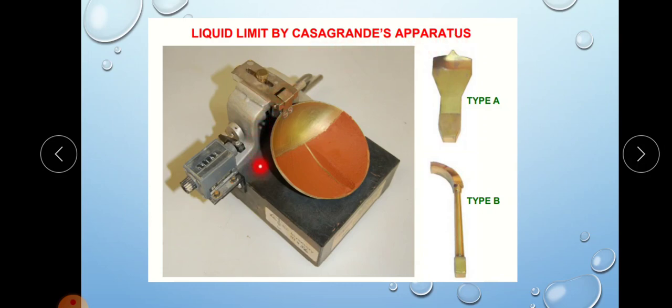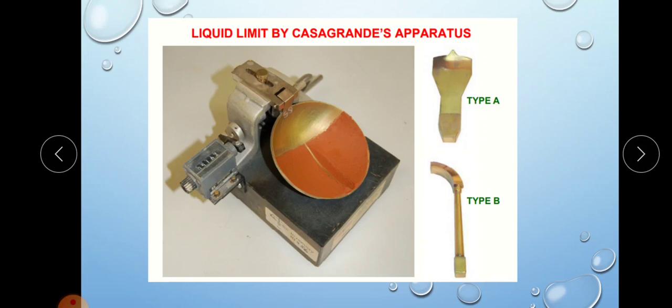So this is the Casagrande apparatus, and it consists of a brass cup. So this is the brass cup, and this is the handle. When we operate this handle, the brass cup will drop through a height of 1 centimeter. Okay, that is the operation of this Casagrande apparatus. That is, when we are rotating this handle, this brass cup will drop through a height of 1 centimeter. Okay, so we are giving a number of blows to this brass cup.